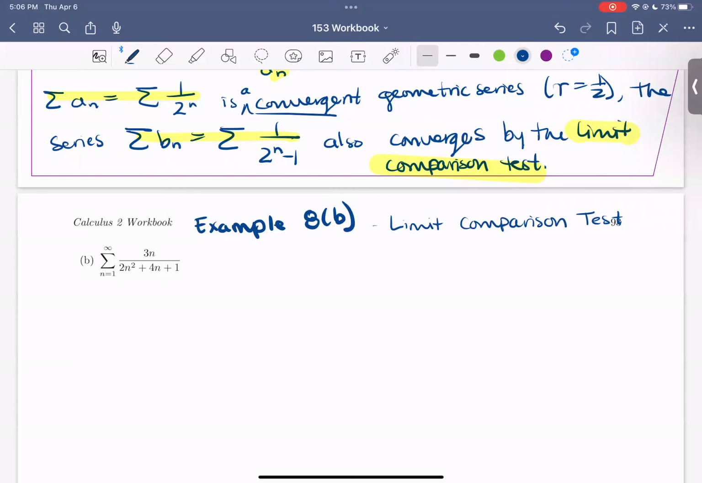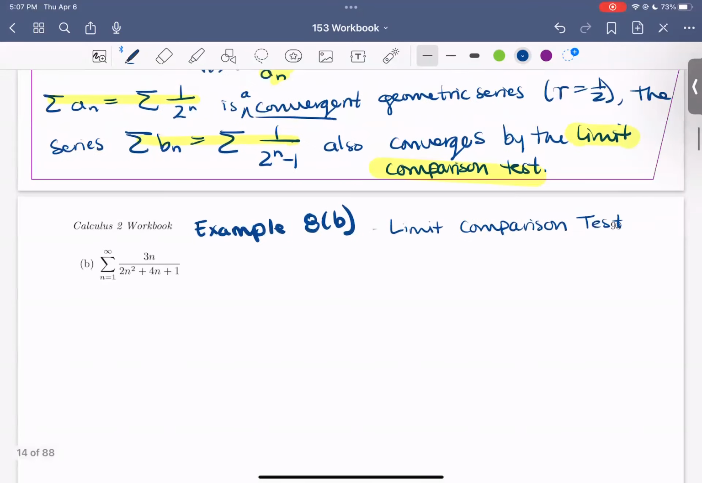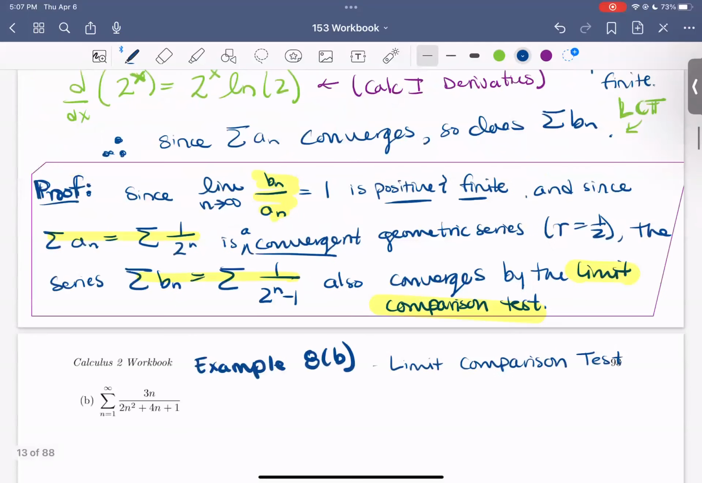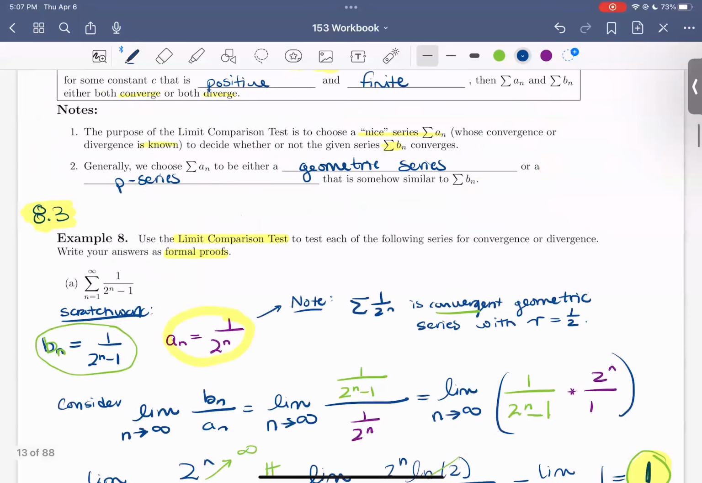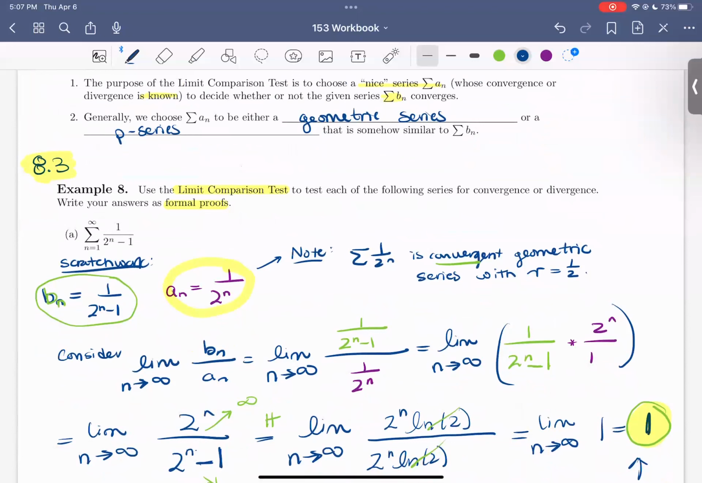In this video, we're going to finish up example 8 in section 3.8 and look at part B. So recall, for example 8, what we want to do is determine the convergence or divergence of the given series by using that limit comparison test.